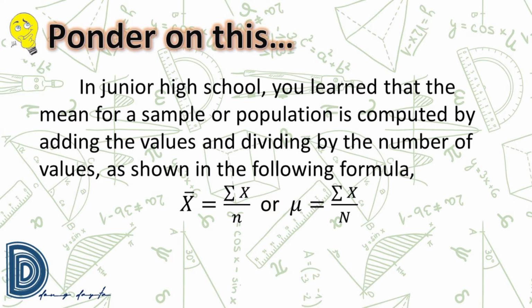Let us introduce the lesson in Ponder on this. In junior high school, you learn that the mean for a sample or population is computed by adding the values and dividing by the number of values as shown in the following formula. Sample mean is equal to summation of x over n, or the population mean is equal to summation of x over n, or population.